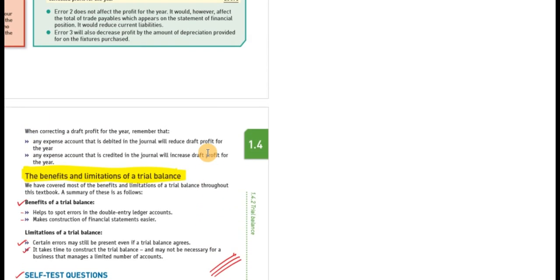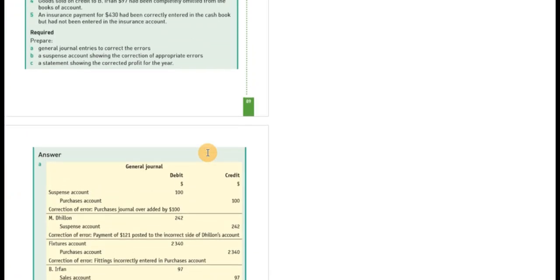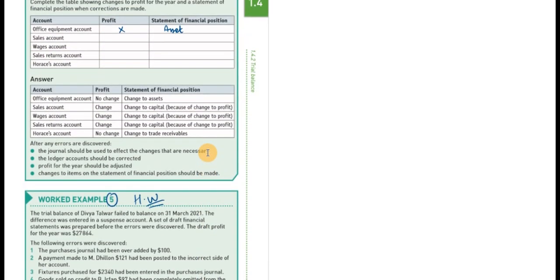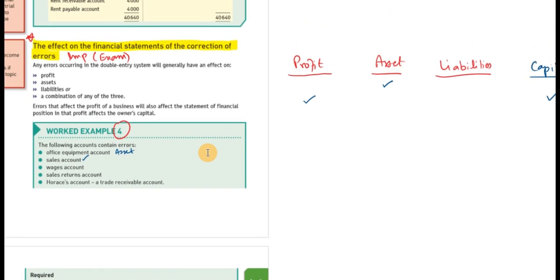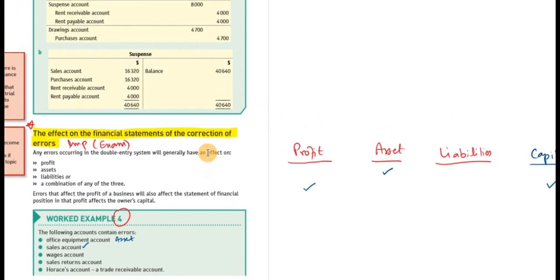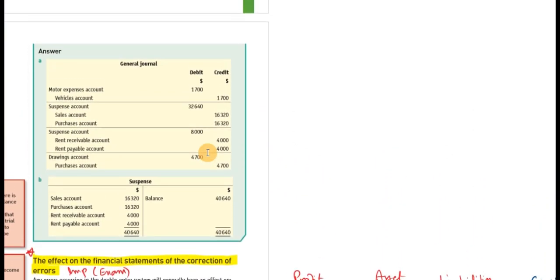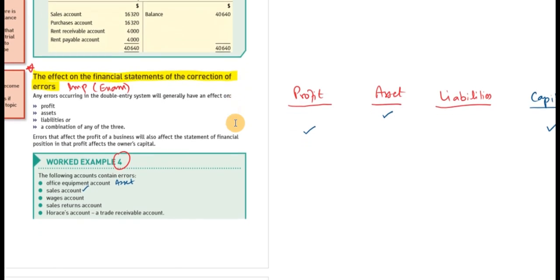In the last lecture, we completed the topic of correction of errors related to the trial balance. We discussed some errors which affect the trial balance, and we read the 6 types of errors which don't have an impact on the trial balance.